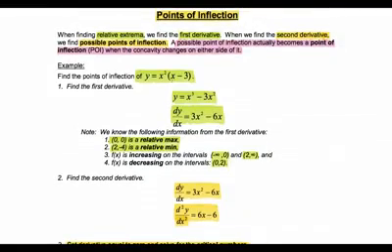Alright, so that was a very, very basic example to get the ball rolling for you to be able to practice a few on your own. So more important than watching the videos, make sure you practice, practice, practice.